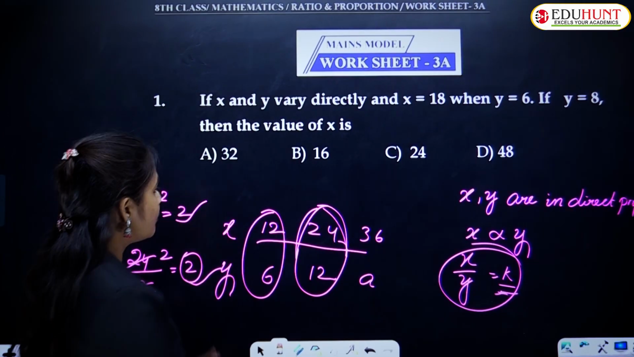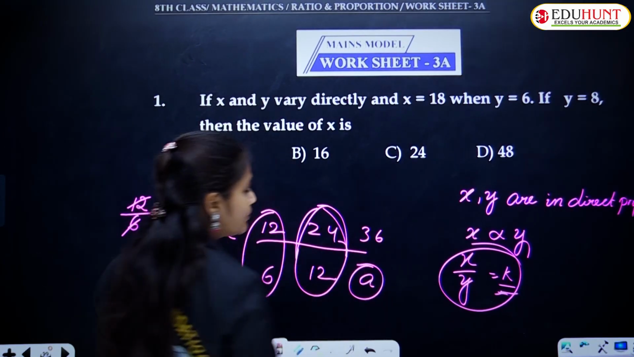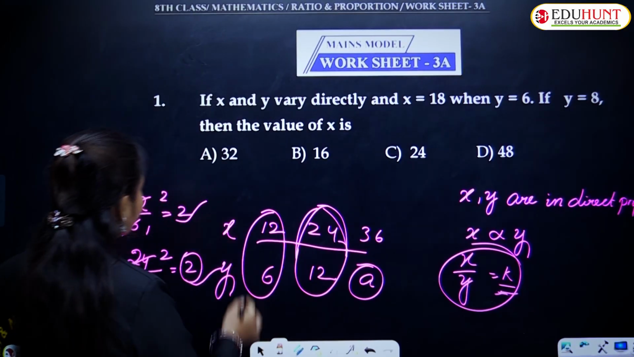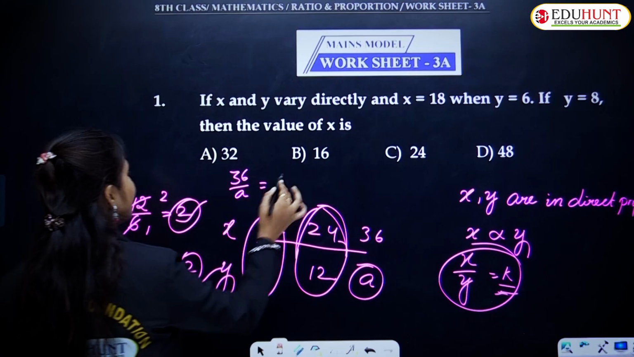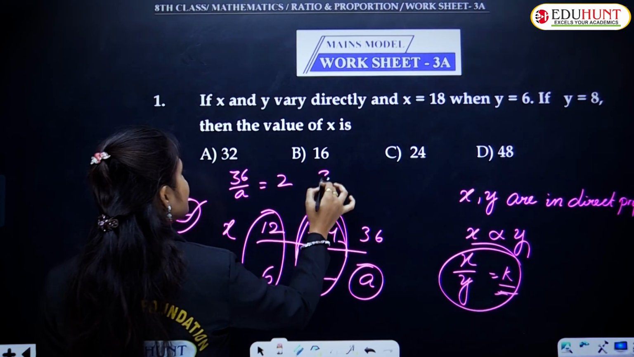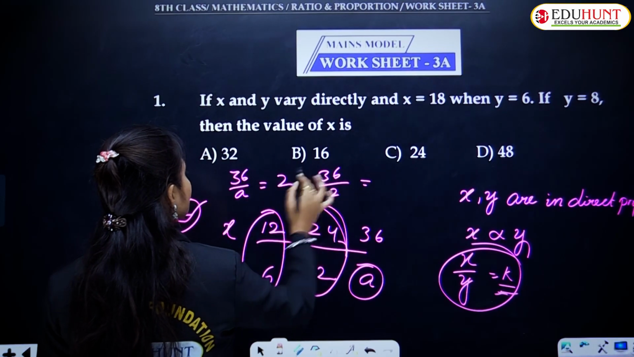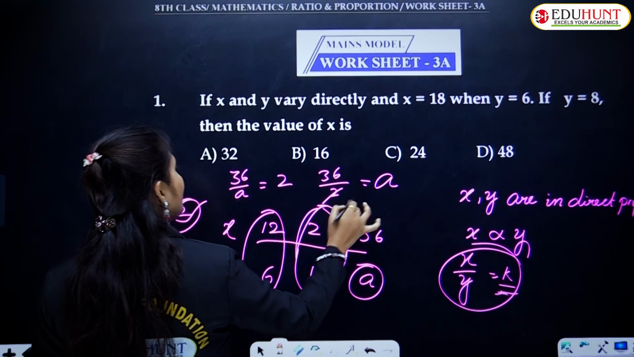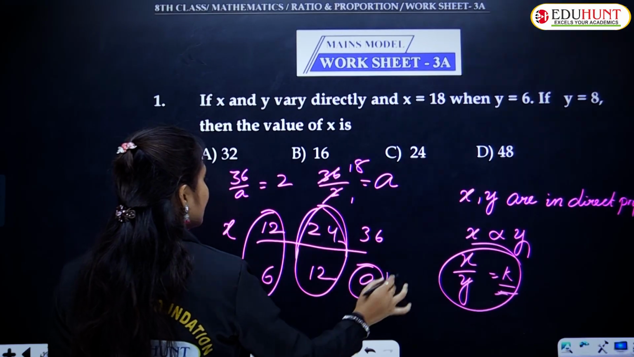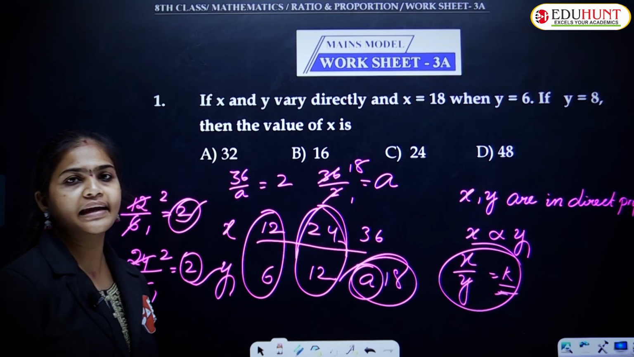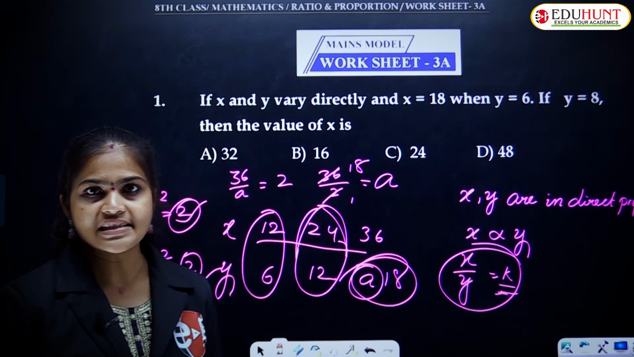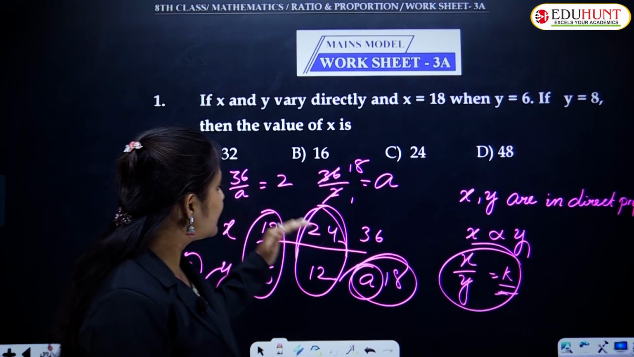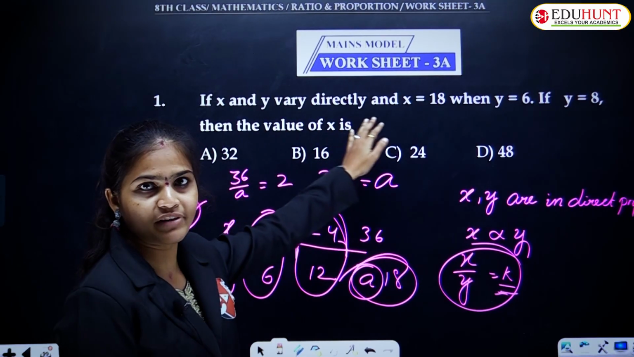By observing this, how do we find the value of a? 36 by a is equal to the constant value 2. So 36 by 2 is equal to a. 2 ones are 2, 2 eighteens are 36, so a is equal to 18. Understand? By using this concept, we have to simplify this.